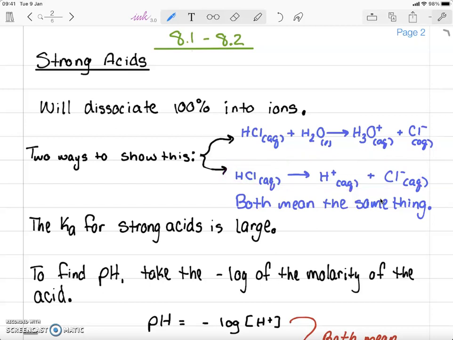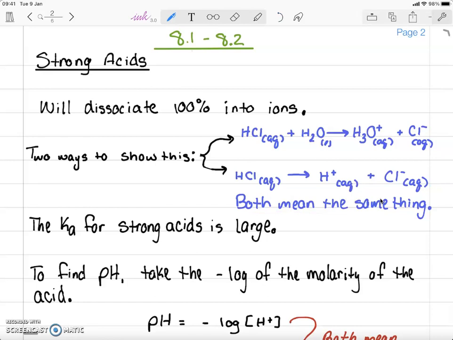In a reaction with water, it will produce the H3O+ hydronium ion, as well as the conjugate base Cl-. If you just want to show that with pure ions, then you would show everything without the water. Just keep the HCl there, show it breaking up into H+, which is the conjugate acid, and then the conjugate base, which would be Cl-. Both of these equations mean the same thing.